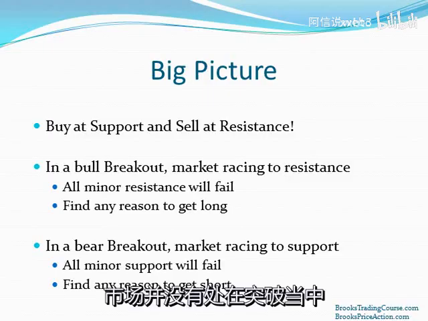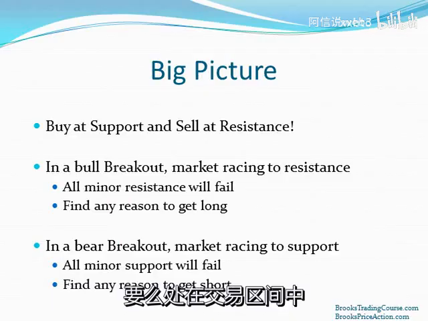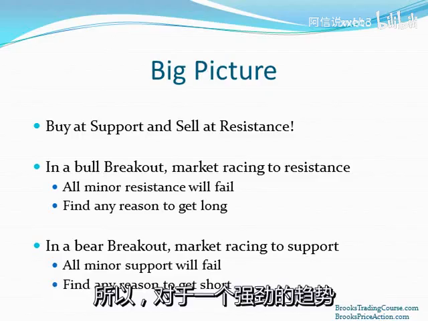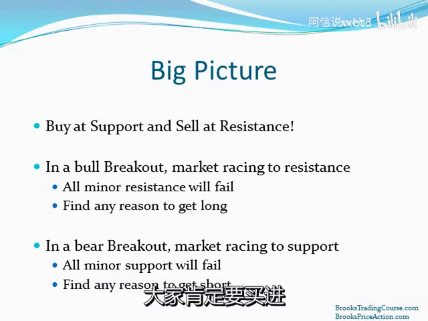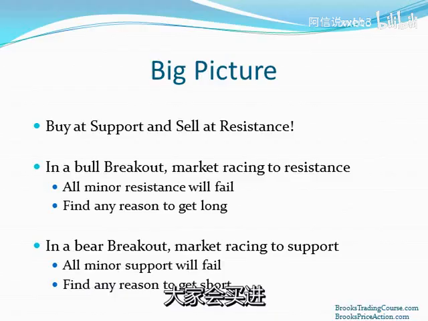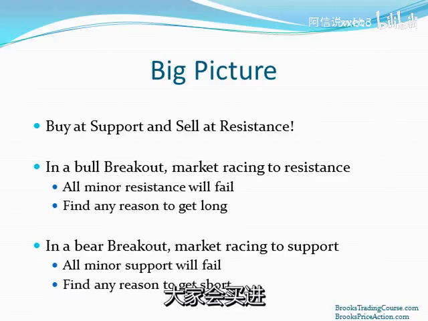Most of the time, the market is not in a breakout. Okay? Most of the time, it's either in a weak trend or a trading range. In either case, traders will be looking to buy at support and sell at resistance. So if the market's in a strong bull trend and it pulls back to test a breakout point, they'll buy. If it pulls back and tests a prior higher low, they'll buy. If it pulls back and tests the bottom of the bull channel or a trend line, they'll buy.